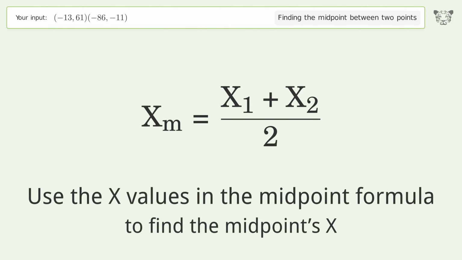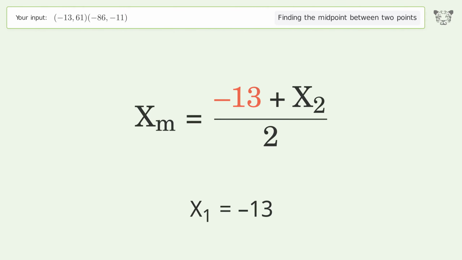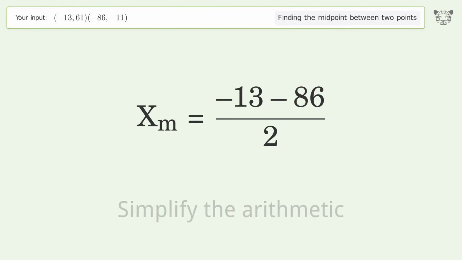Use the x values in the midpoint formula to find the midpoint's x. x1 equals negative 13. x2 equals negative 86. Simplify the arithmetic.